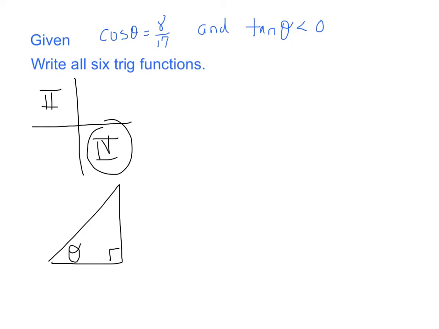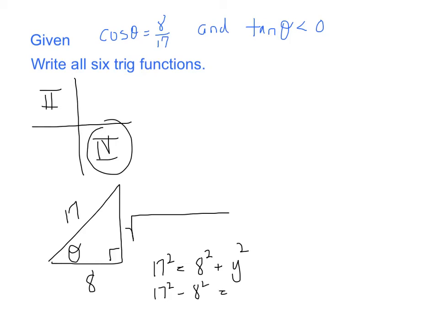Put in theta, and we have 8 over 17. To find the third side this time, I'm not going to add them together because I'm looking for the smaller side. So this would be 17 squared is equal to 8 squared plus y squared, right? And so I would have 17 squared minus 8 squared equals y squared. So what I'm looking for here is 17 squared minus 8 squared. Instead of plus, it's subtract, bigger minus smaller.